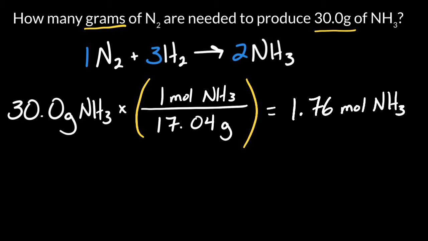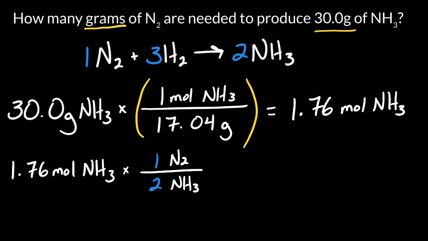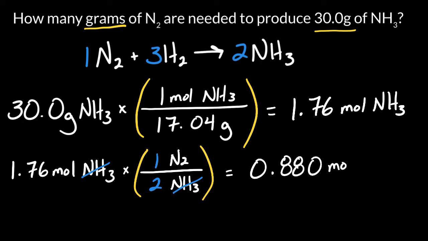Now that I have my quantity in moles, the second step in my calculation is going to look a lot like what we saw in our last video. I'm going to use the mole ratio to convert from moles of NH3 to moles of N2. So I'm using the ratio of 1 N2 over 2 NH3. Again, thinking about getting those NH3s to cancel out. So 1.76 moles of NH3 times 1/2 gives me 0.880 moles of N2. So now I've converted from moles of NH3 to moles of N2.